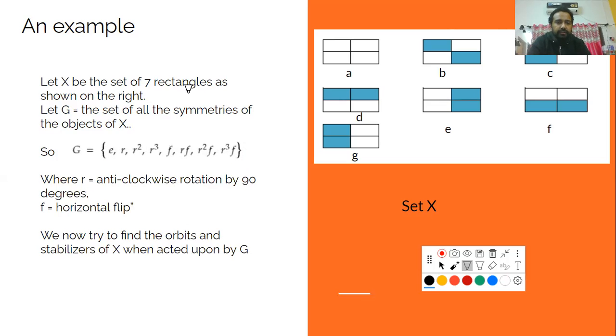Okay. This is exactly what we just discussed. It's just written down in a more organized manner. Let G be the set of symmetries of X. So these are the symmetries.